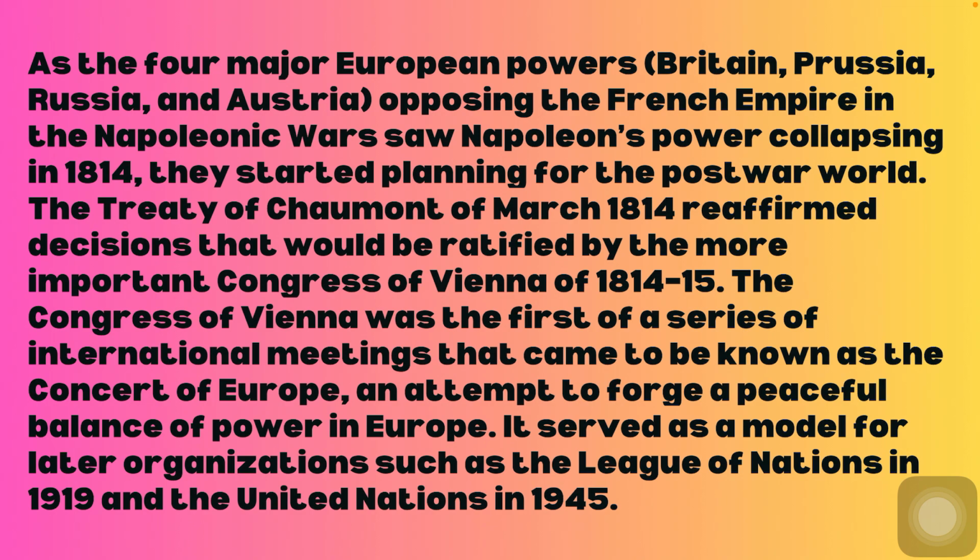of 1814 to 15. The Congress of Vienna was the first of the series of international meetings that came to be known as the Concert of Europe, an attempt to force a peaceful balance of power in Europe. It served as a model for later organizations such as the League of Nations in 1919 and the United Nations in 1945.